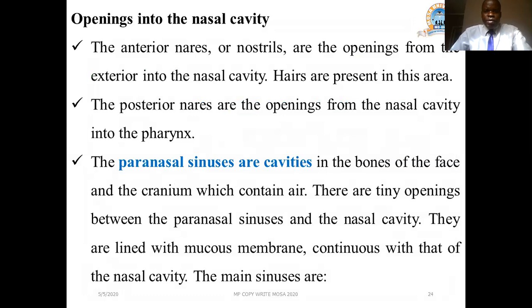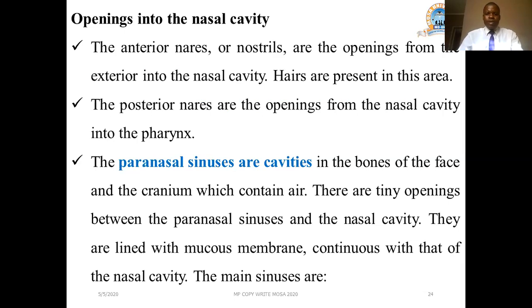Let us look at openings to the nasal cavity. The anterior nares or nostrils are the openings from the exterior into the nasal cavity. Hairs are present in this area, which helps in the trapping of dust so that we prevent infections of the upper respiratory tract. The posterior nares are the openings from the nasal cavity into the pharynx.